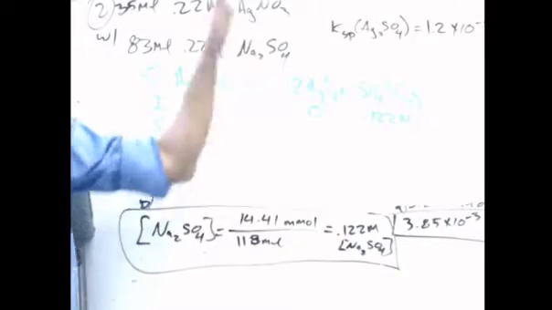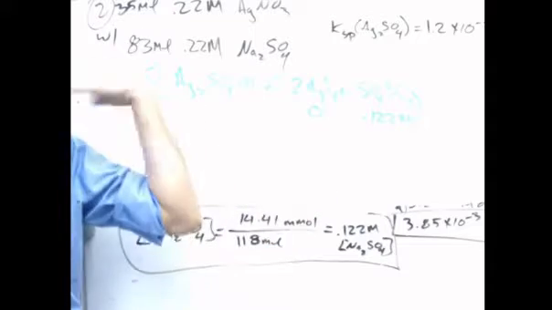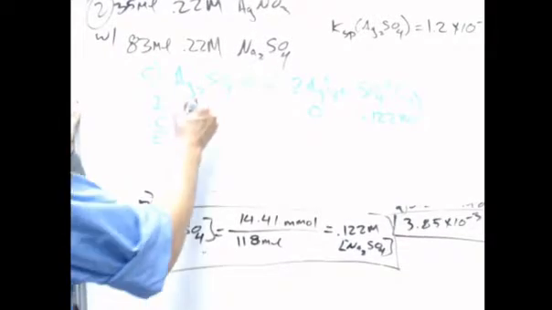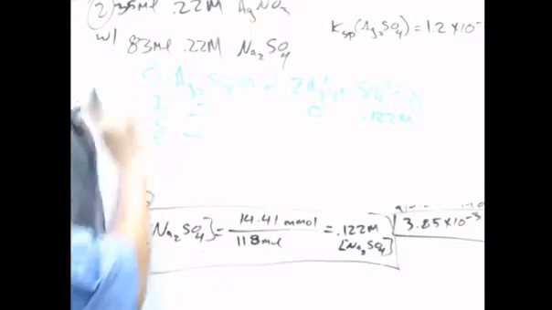But other than that, sodium ions are always soluble. Nitrate ions are always soluble. So sodiums and nitrates are pretty much always spectator ions. They're never going to precipitate with anything. So I can set up my ice table. Now, we'll do it this way.